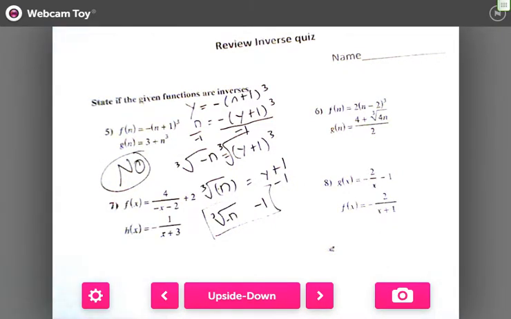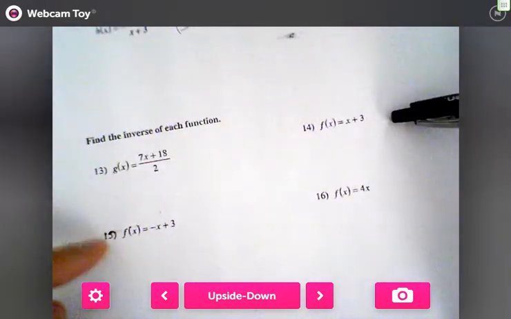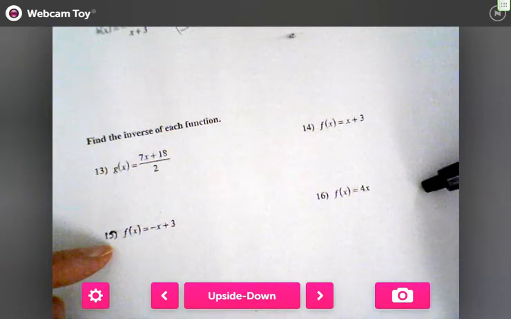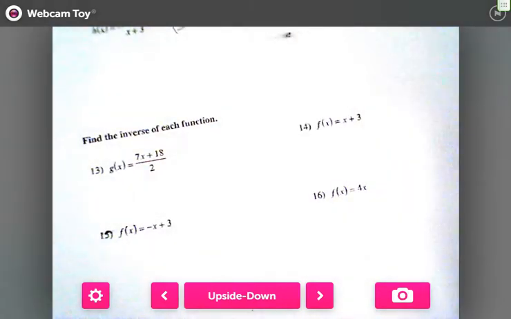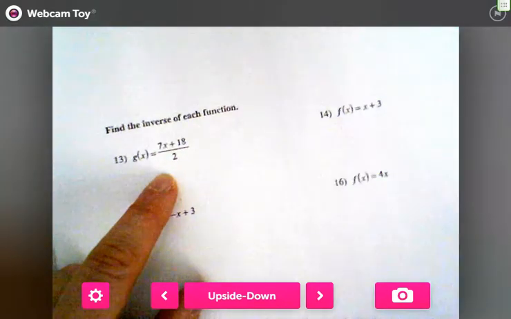I will do any of these you want. Do you want me to do 13, 14, 15, or 16? 13, 14, 15, that's it. You can choose one. We're going to do 14. No, 13. 13 was hard. Okay, I would say 13 is probably the hardest. So that's the one I would like to do.